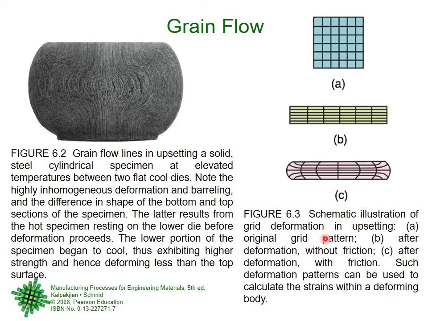The original grid pattern, B after deformation without friction, and C after deformation with friction. So once we know exactly how the material is flowing through the process, then it's easier to do the calculations of forces and stresses and so on, and this is called grain flow.